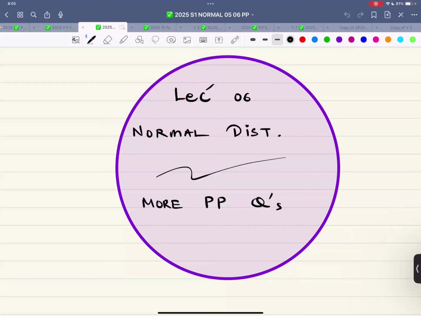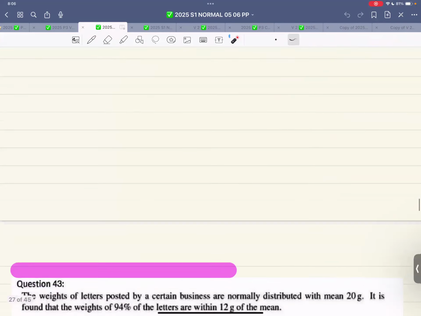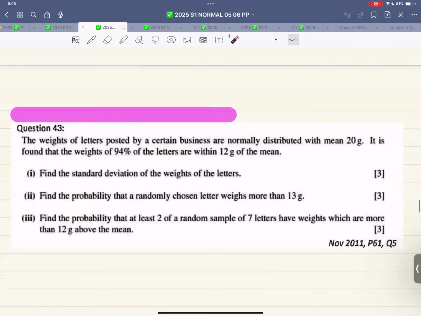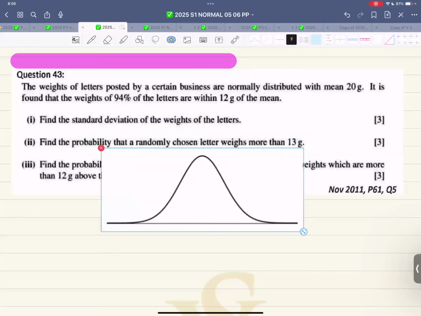So, now this is lecture number 6 of normal distribution, in which we'll be doing some more past paper questions. Let's look at the first question. It says the weights of letters posted by a certain business are normally distributed with mean 20 grams. It is found that weights of 94% of these letters are within 12 grams of the mean. Find the standard deviation. Now, very first thing is to grab this normal distribution curve.